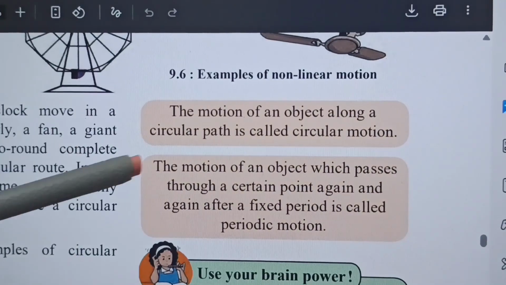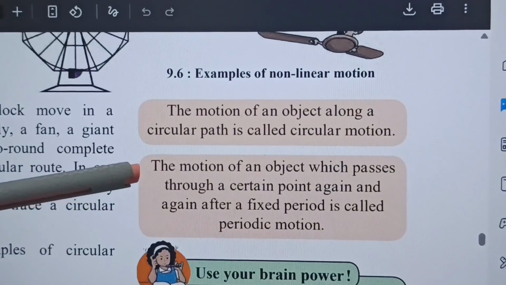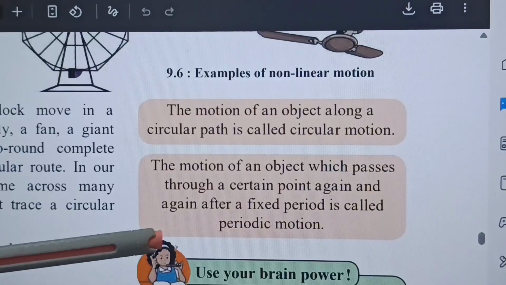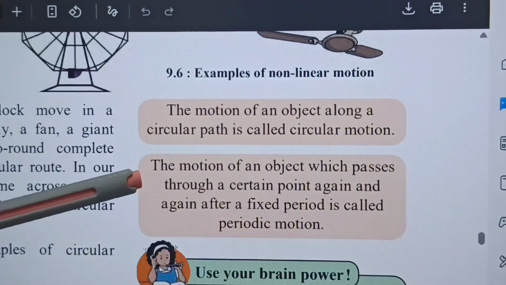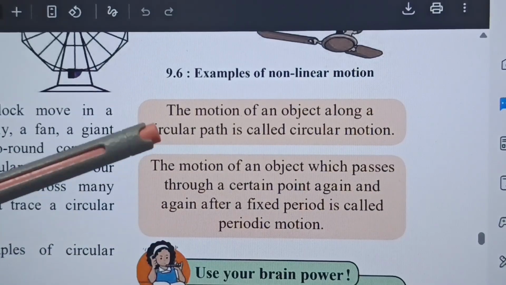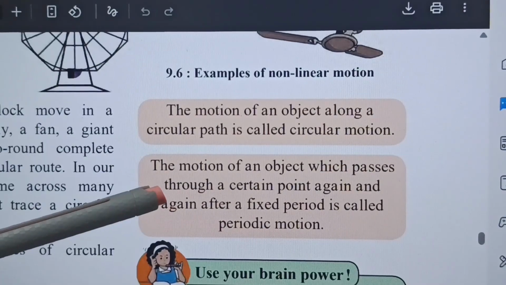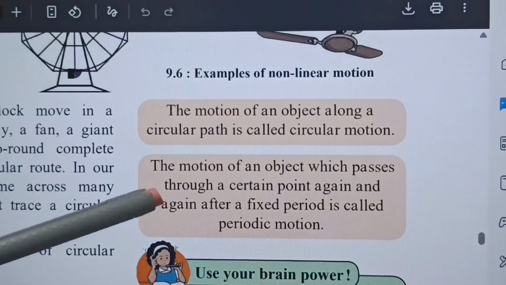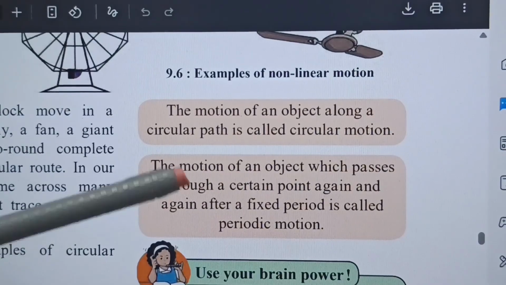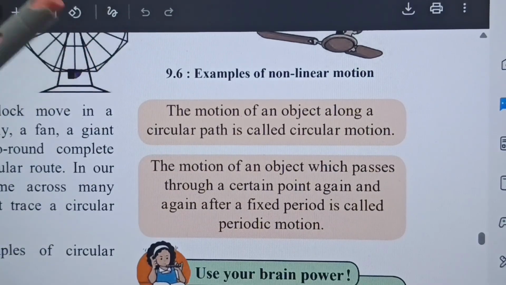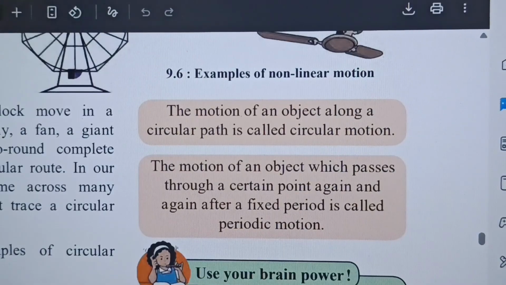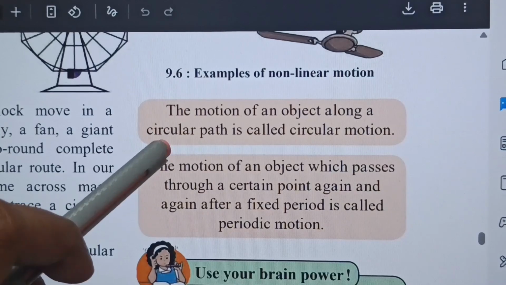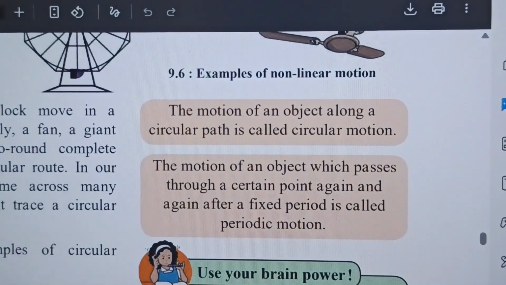Next type of motion: the motion of an object which passes through a certain point again and again after a fixed period is called periodic motion. The time is not changing and the motion is not changing; it comes to the same position again and again. This is called periodic motion. So we learned so far circular motion and periodic motion, and now we will be learning further.